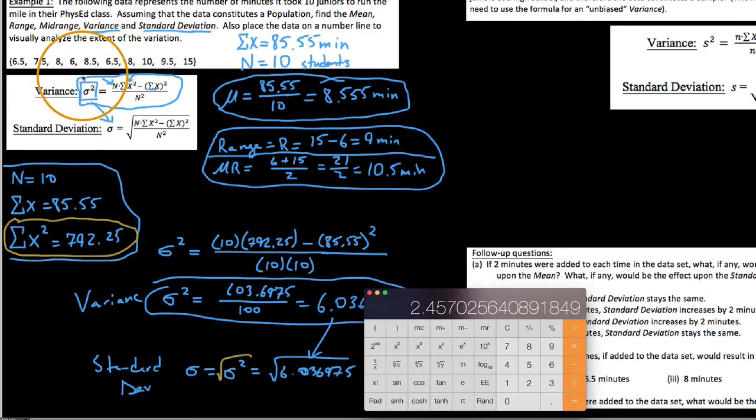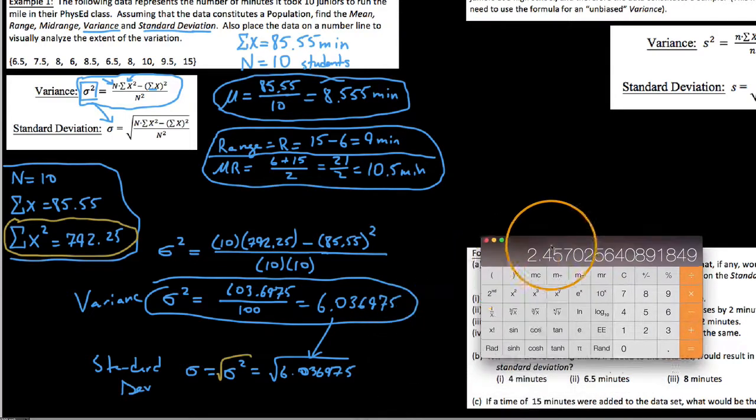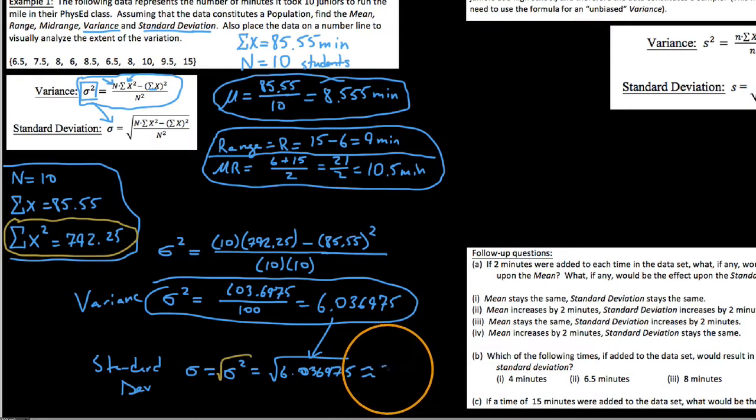Now, should I round this? Yes. What I'm going to do is round to one extra place value than what the original data went out to. And I noticed that the furthest any data went out to was to the nearest tenth. So we'll go to the hundredth, and we get two spots here. We get 2.46-ish, and we're going to label this. So we get approximately 2.46 minutes.